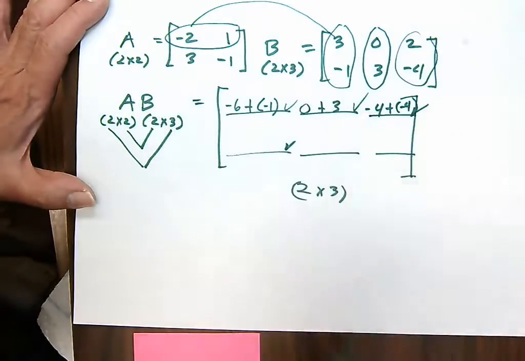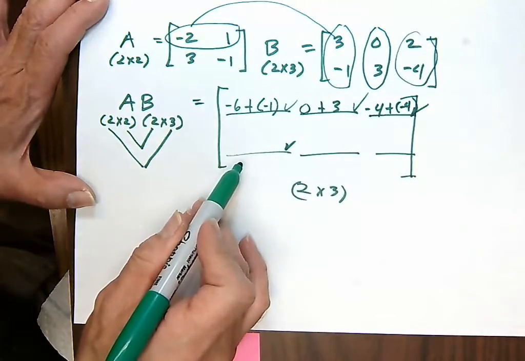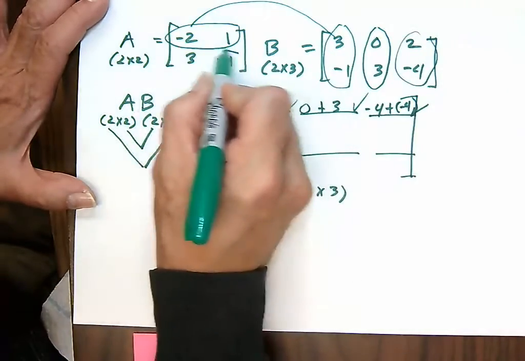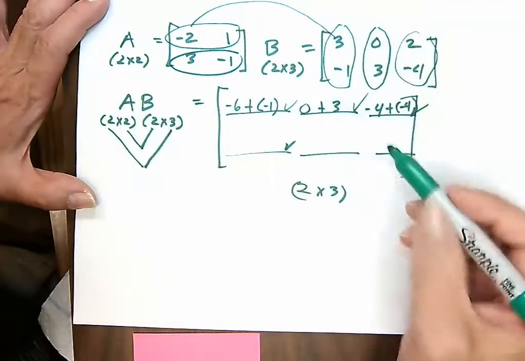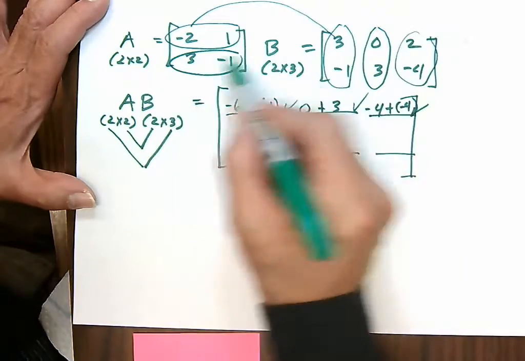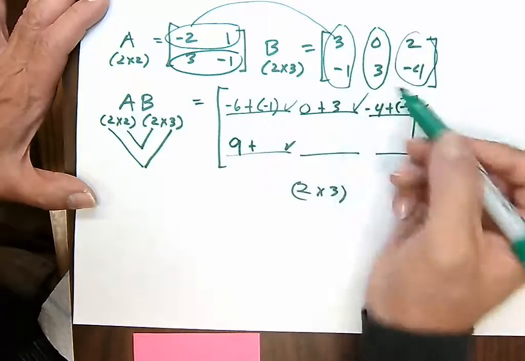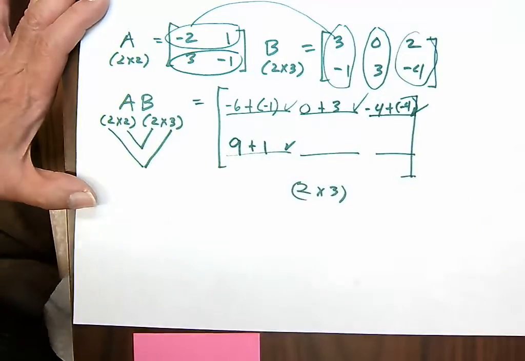Let's get the next element. This element is in the second row, first column of the product matrix. How do I find it? Second row of the lead matrix, first column of the lag matrix. 3 times 3 is 9, plus -1 times a -1, which is a 1, so that element will be 10.